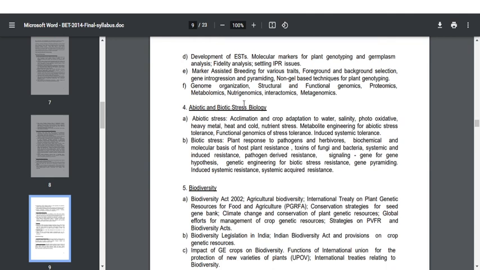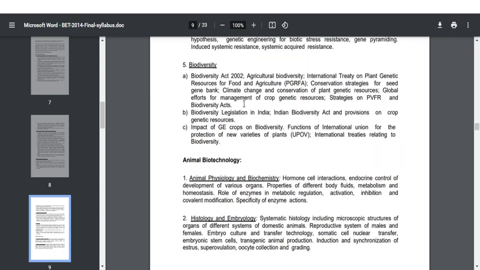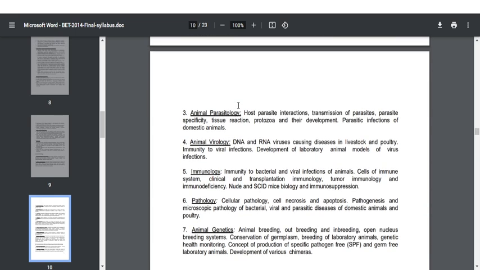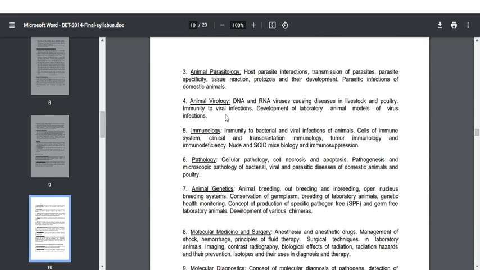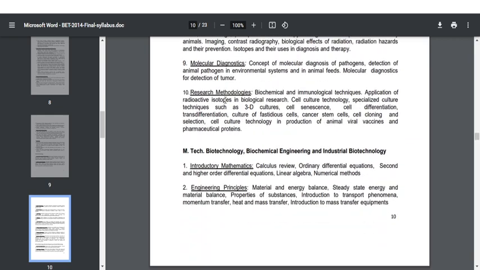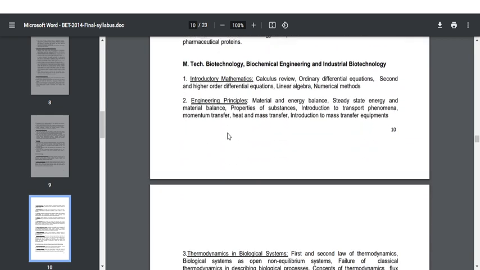And abiotic and biotic stress, just know the basic list of biotic and abiotic stress and how the plant will be overcoming that particular stress. Animal biotic is very huge. You can simply skip this particular animal biotic. I just studied animal virology topics, like DNA and RNA viruses causing disease in livestock and poultry. Next, you need to know about immunology. That's sufficient.